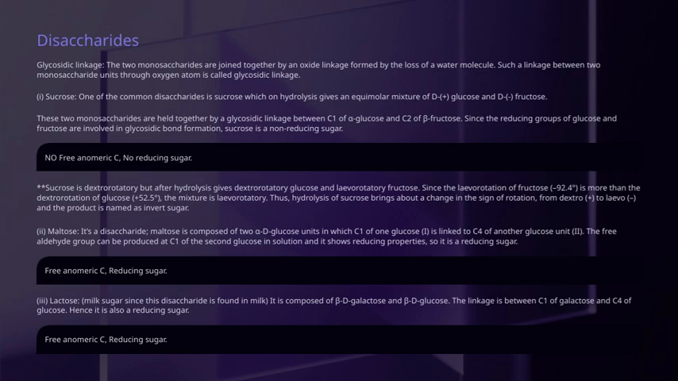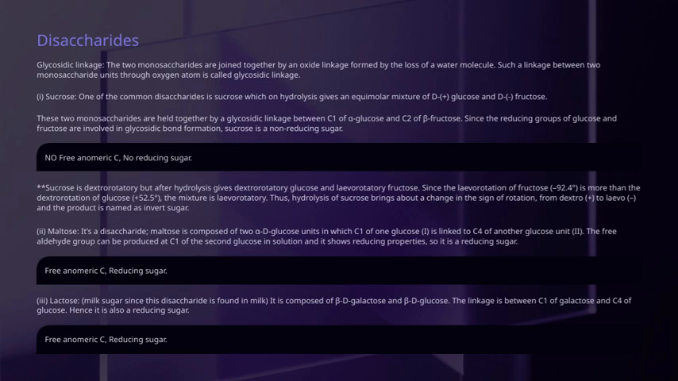Now, sucrose is a bit different. It's a non-reducing sugar because the glycosidic linkage involves the C1 of alpha-glucose and C2 of beta-fructose, which involves their reducing groups. When sucrose undergoes hydrolysis, it produces equal amounts of D(+) glucose and D(-) fructose.